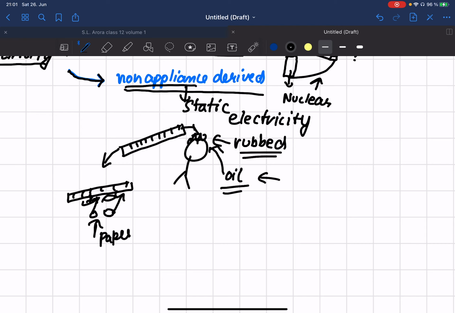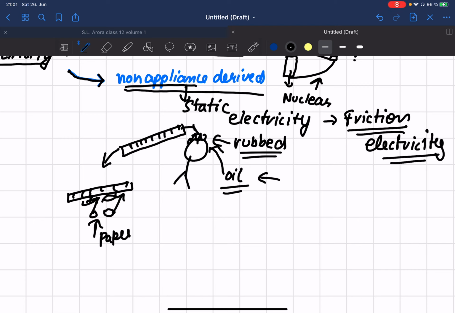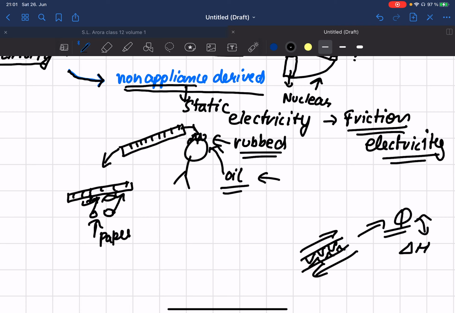See, oil is good. It helps to attract. So this is static electricity, or you can call it frictional electricity, the electricity that is produced by friction. You must have learned it in your 11th standard. What is friction? Friction is when we rub two bodies against each other, and we produce heat or energy, which you can call Q or delta H, whatever you like.